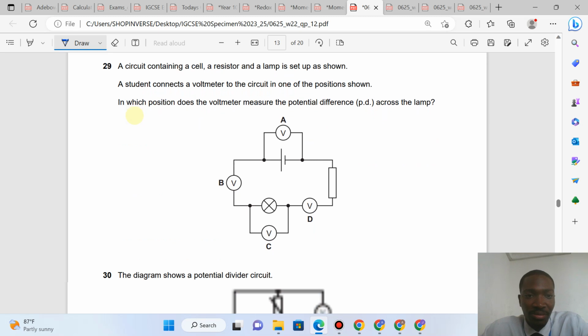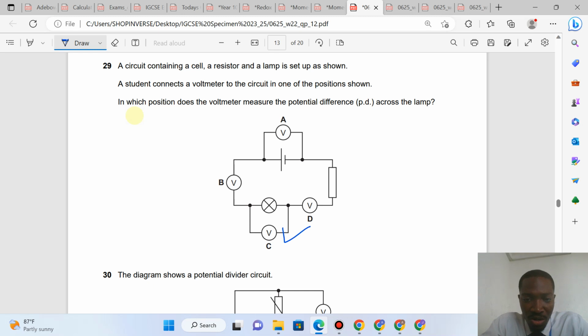Question 29. A circuit containing a cell, a resistor, and a lamp is set up as shown. A student connects a voltmeter to the circuit in one of the positions shown. In which position does the voltmeter measure the potential difference PD across the lamp? You want to measure potential difference across the lamp, then you have to connect the voltmeter across that lamp. So is the voltmeter connected across the lamp?